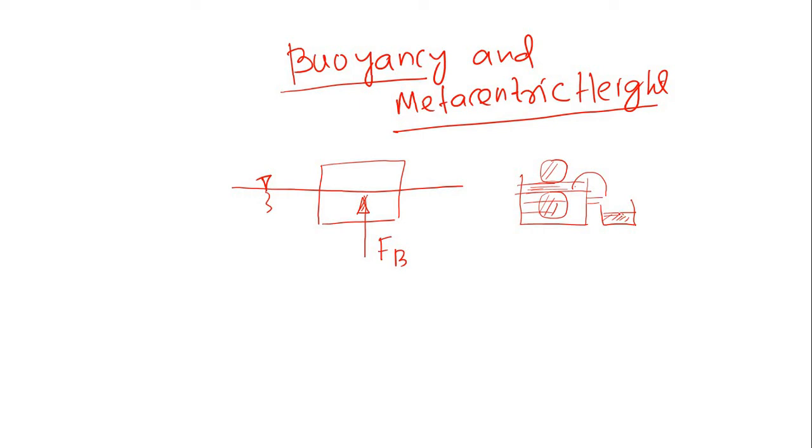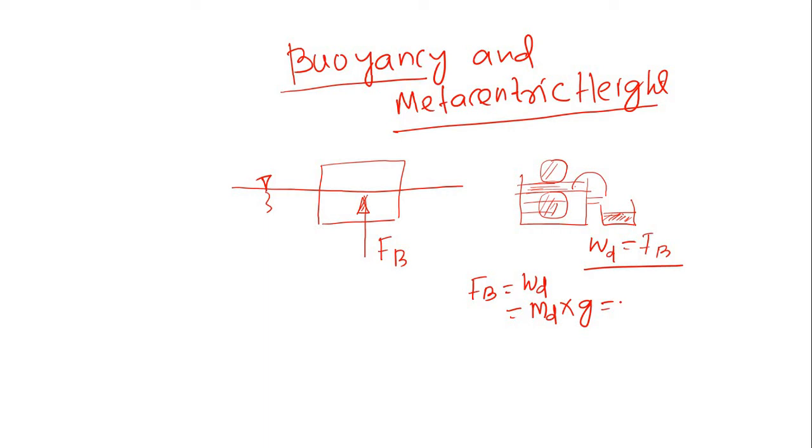You just collect the water that spilled out after the submergence of this body, and measure the weight of that displaced water. The weight of the displaced water is nothing but the buoyancy force. So this buoyancy force will be equal to the weight of the displaced water, which is the mass of the displaced water times g.